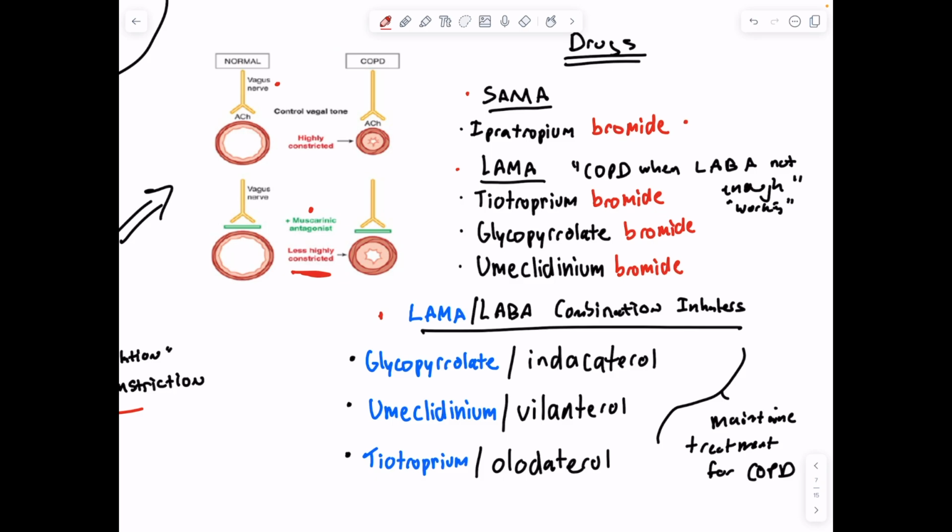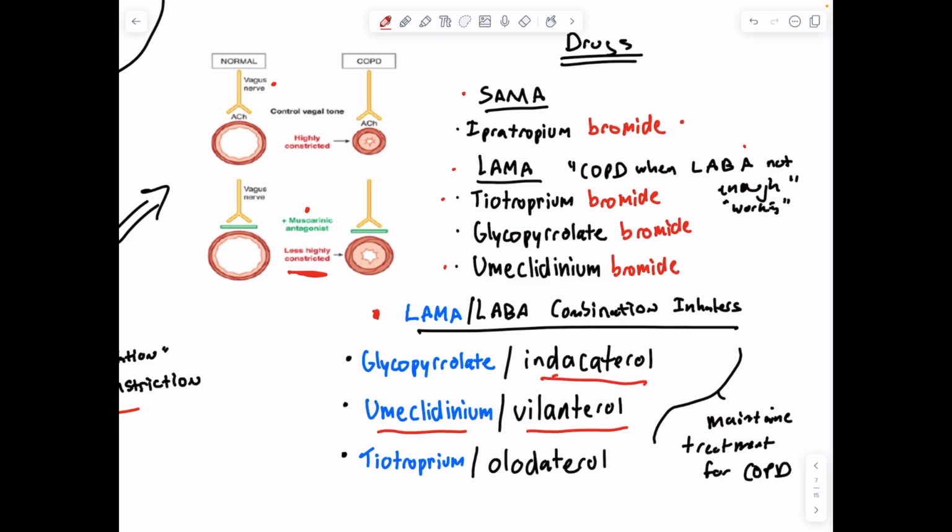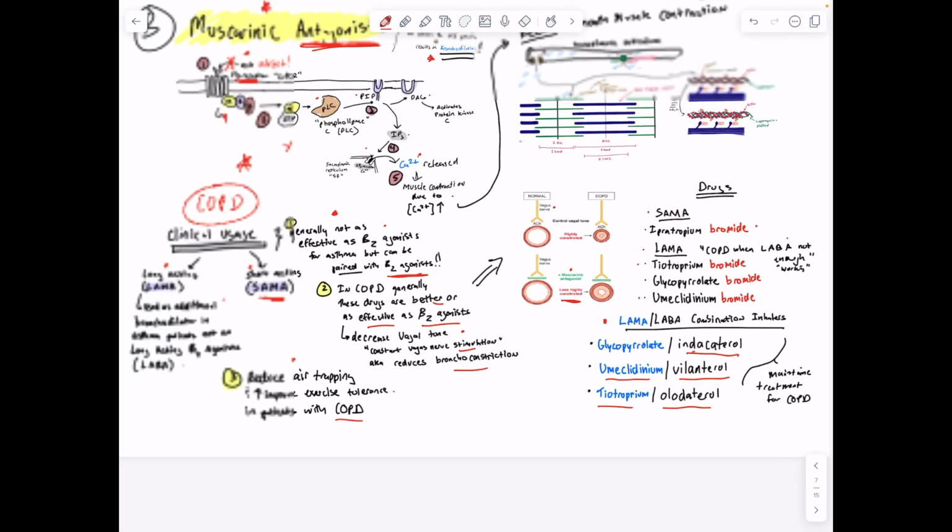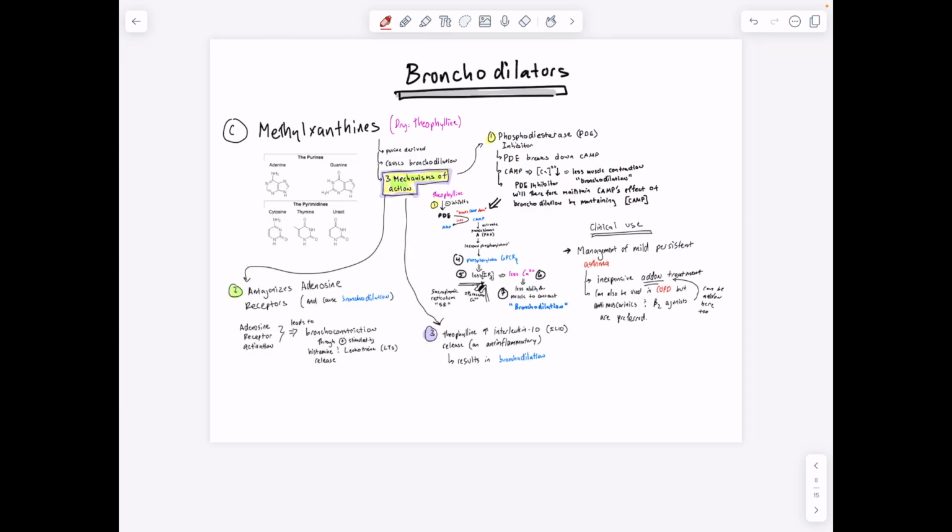Then we have LAMA. These are used generally when the LABAs are not enough, the beta agonists are not enough. So we have tiotropium bromide, glycopyrrolate, and umeclidinium bromide. I can't pronounce anything. Then we have our combinations here. Glycopyrrolate is used often in combination with the LABA indacaterol, umeclidinium used in combination with the LABA vilanterol, and then tiotropium used in combination with olodaterol. All right, and so the combination is often used in treatment of COPD. All right, that brings us to our third type of bronchodilator. The good thing is we just have one drug, theophylline.